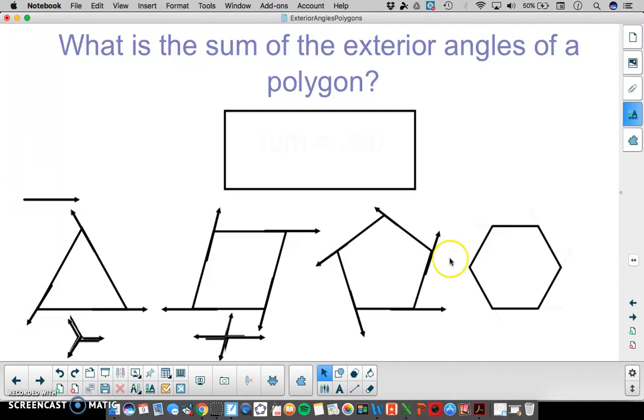We could do the same thing with the pentagon and the hexagon, and we would see that they would come together and have a sum of 360 degrees. No matter how many sides the polygon has, the sum of the exterior angles will always be 360 degrees.